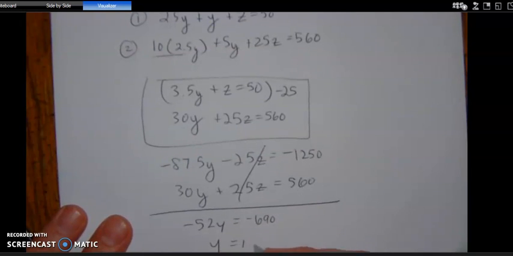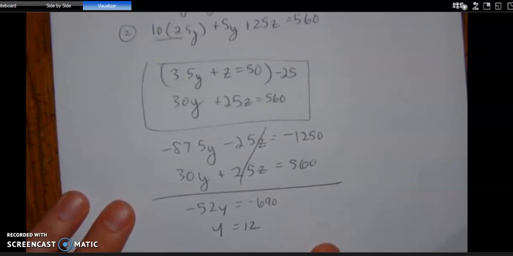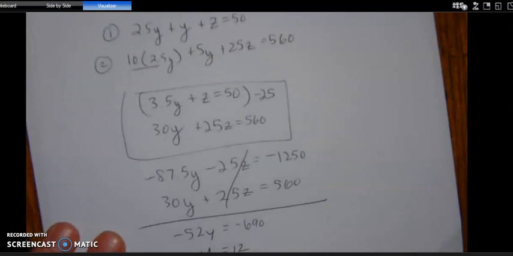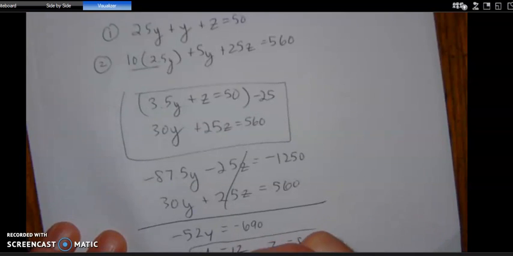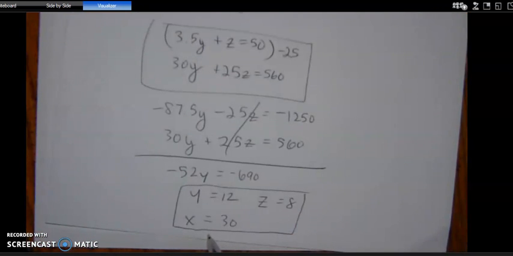So then y is equal to 12. So there's 12 nickels. All I got to do is realize that the number of dimes is 2.5 times y. So that means x is equal to 30. And the only thing left to find is z, which is going to be 8 because it adds up to 50. So here is the number of coins that we just found. We would say the number of dimes is 30, the number of nickels is 12, and the number of quarters is 8.